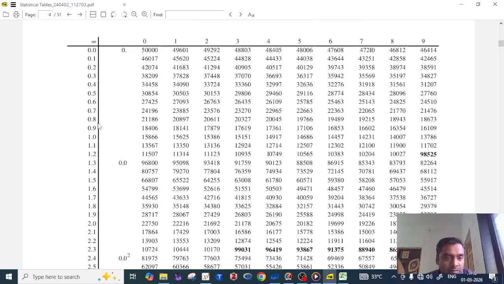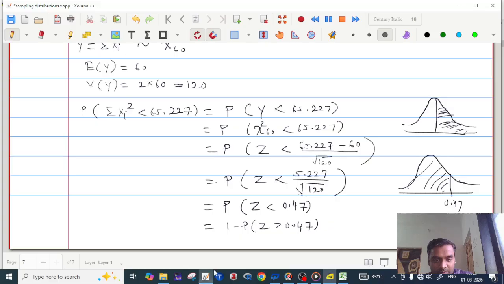For normal, look at 0.4 and 7, which corresponds to the value 0.31918. Solve it and you will get the answer.